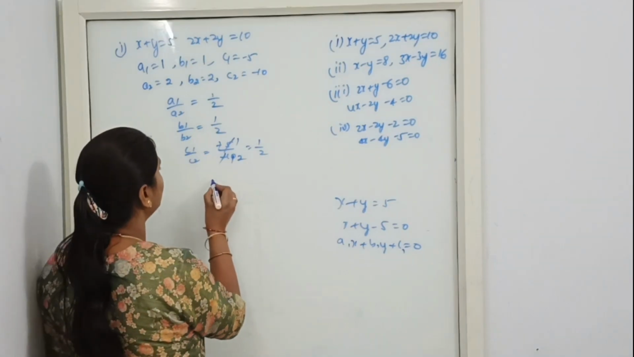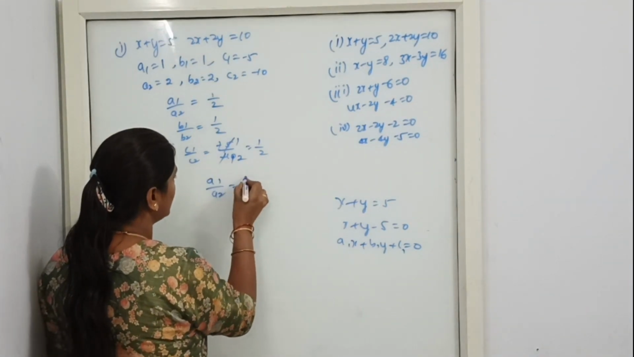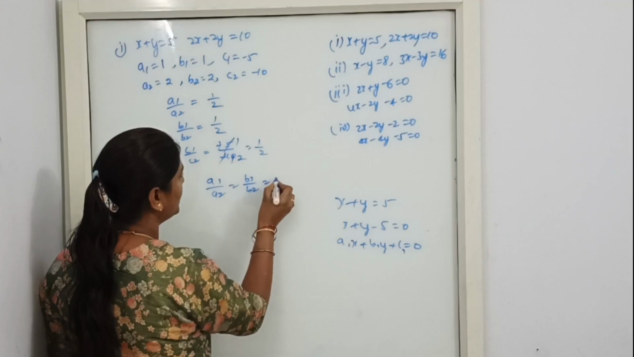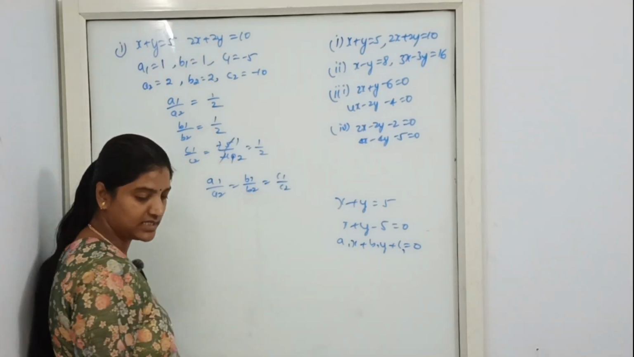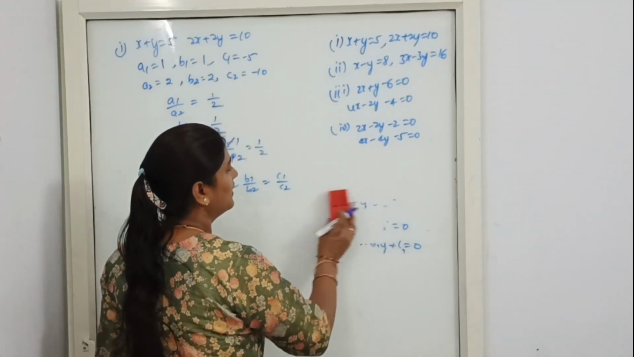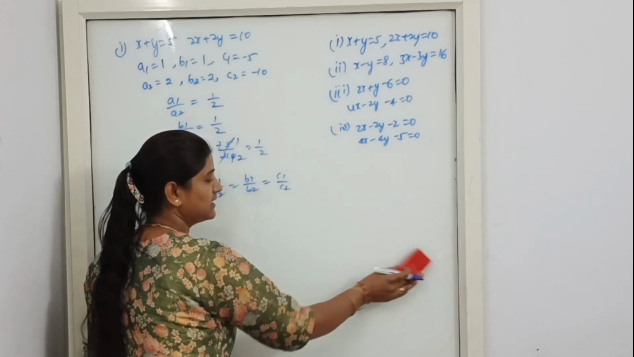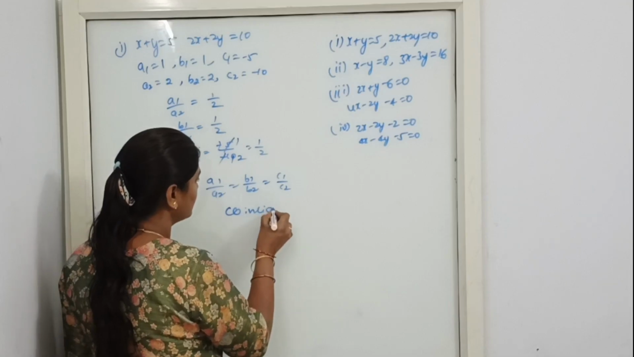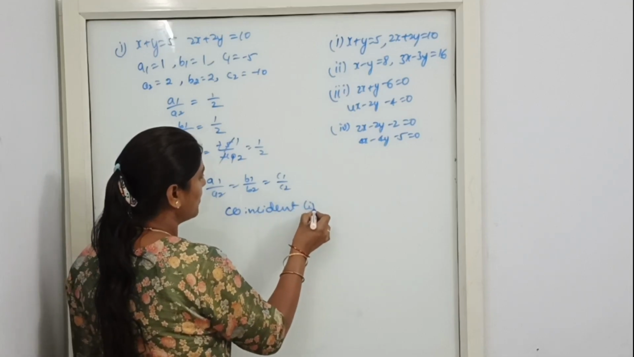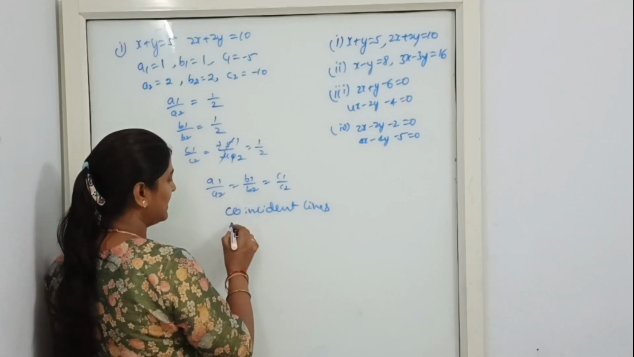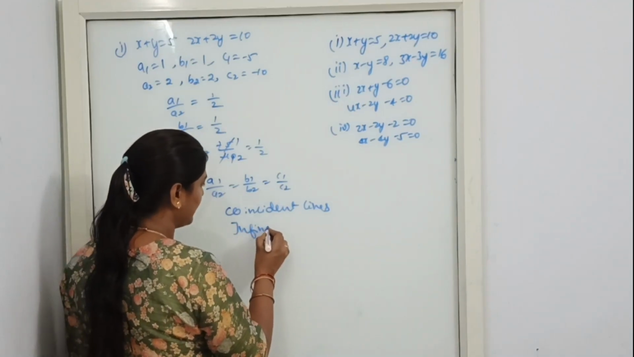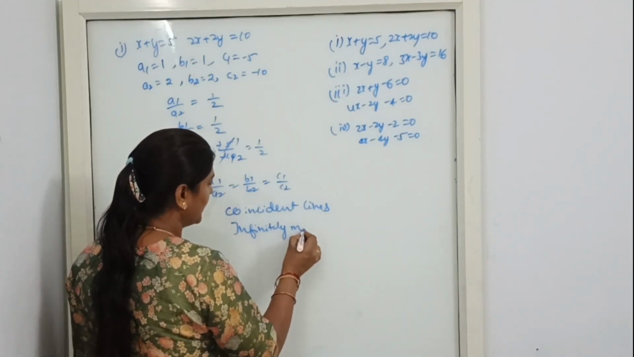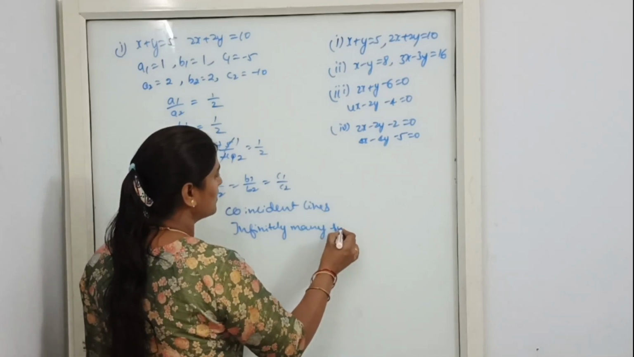If all are equal, A1 by A2 is equal to B1 by B2, that is equal to C1 by C2. That means, what is the answer? So they are coincident lines. Coincident lines means infinitely many solutions.